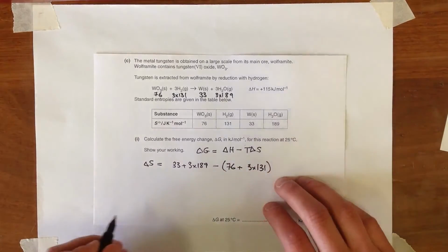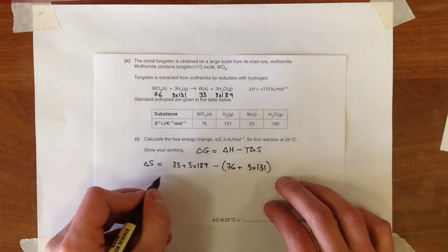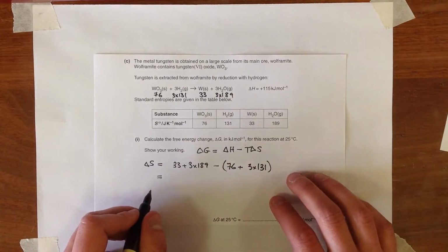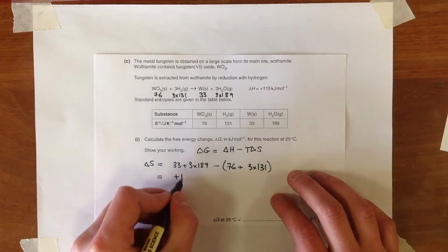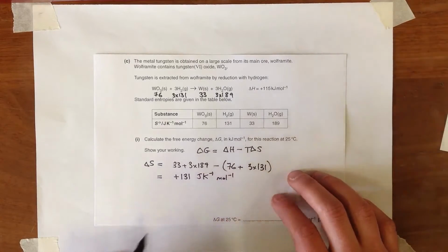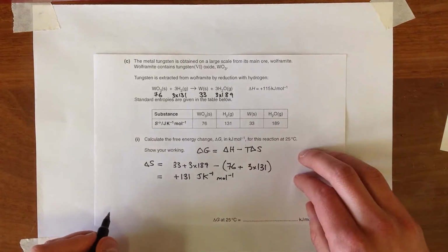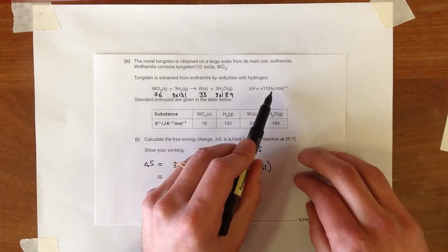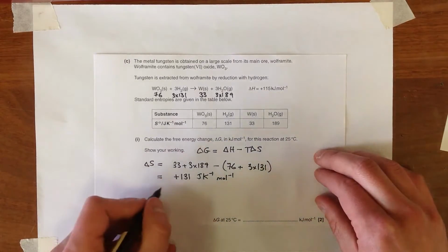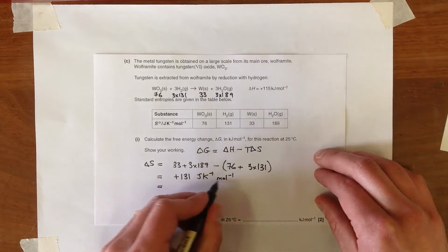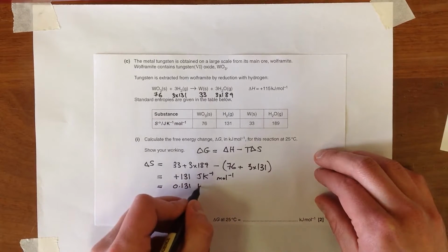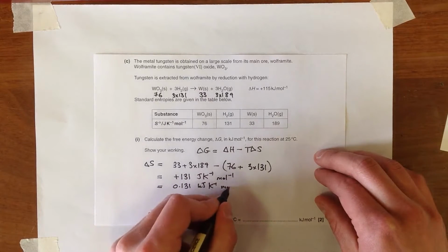Now I've put this in brackets here, and that's good practice just to make sure that the calculator can deal with the signs. And when we work that through, we find out that our entropy is plus 131 joules per Kelvin per mole. So that is useful, but now notice that delta H is in kilojoules per mole, and they want delta G in kilojoules per mole. So we're going to have to turn this into kilojoules per Kelvin per mole. And so when we do that, we're going to get 0.131 kilojoules per Kelvin per mole.